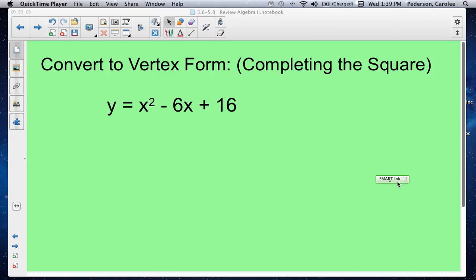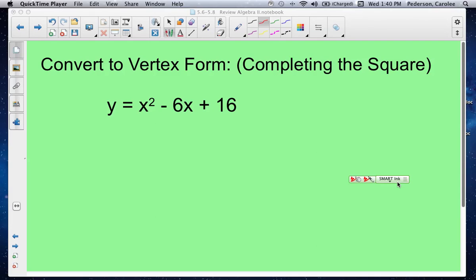All right, here's a review problem for your quiz on converting to vertex form by completing the square. Now we're not solving it. The difference with solving is we bring that 16 over to the other side. This one we want to keep it as it is. So to review, what do we do when we complete the square to convert to vertex form? What's our first step?